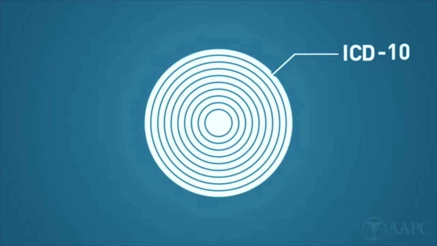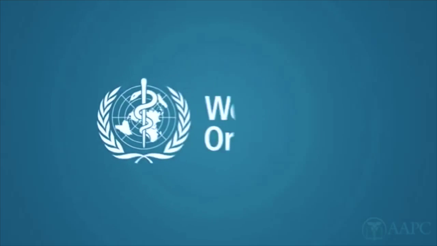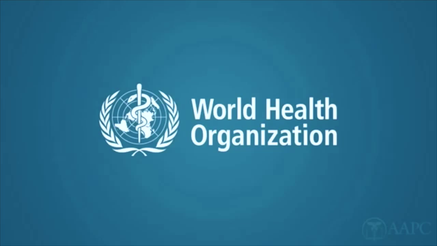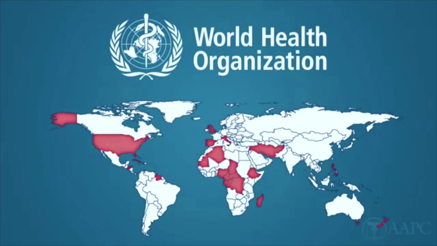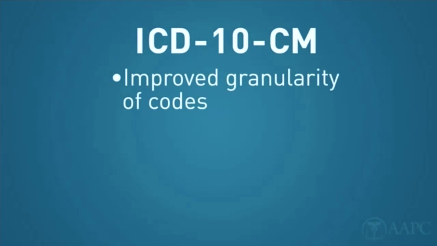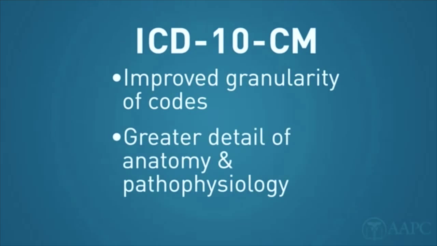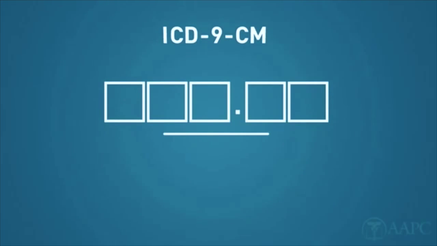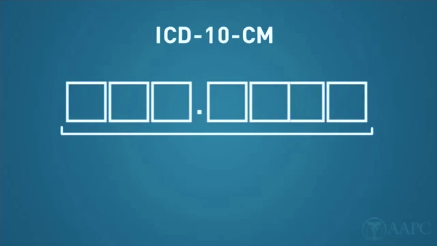Revision of the ICD came into use in World Health Organization member states beginning in 1994. The United States is one of a handful of WHO member countries that has not already fully implemented ICD-10. The ICD-10-CM code set provides improved granularity of the codes. This means that the documentation you provide will be almost directly translated into these codes, allowing much greater levels of detail, including anatomy and pathophysiology for a particular patient. As you will see, this has been achieved by extending the codes from a maximum of 5 characters, as in ICD-9-CM, to a maximum of 7 characters.